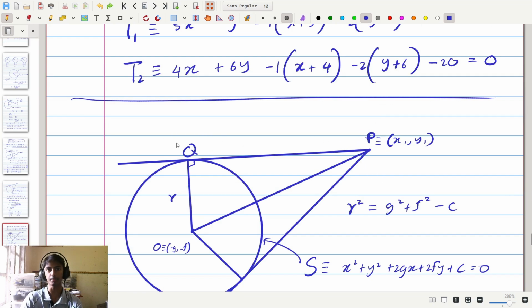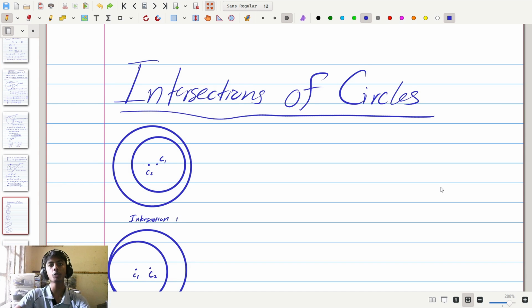Our next topic of discussion is going to be the different ways in which two circles can intersect. Now for this discussion, we are only going to be talking about the different ways in which two circles that have different radii are going to intersect.